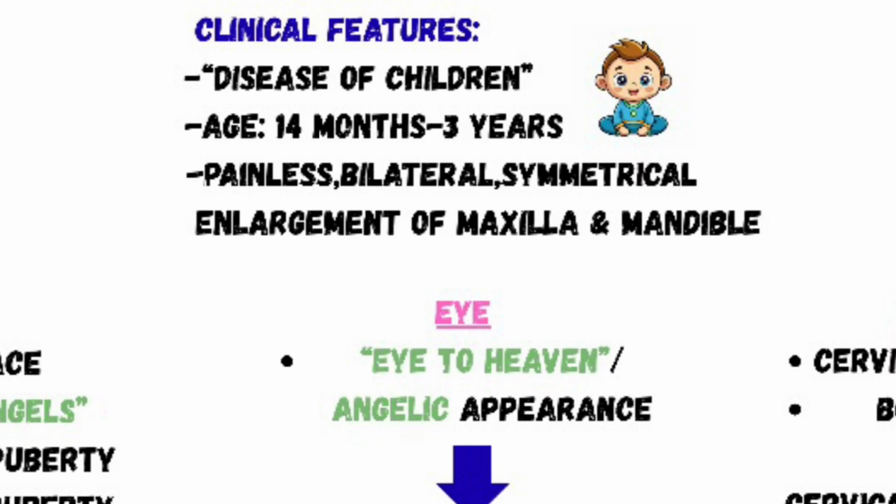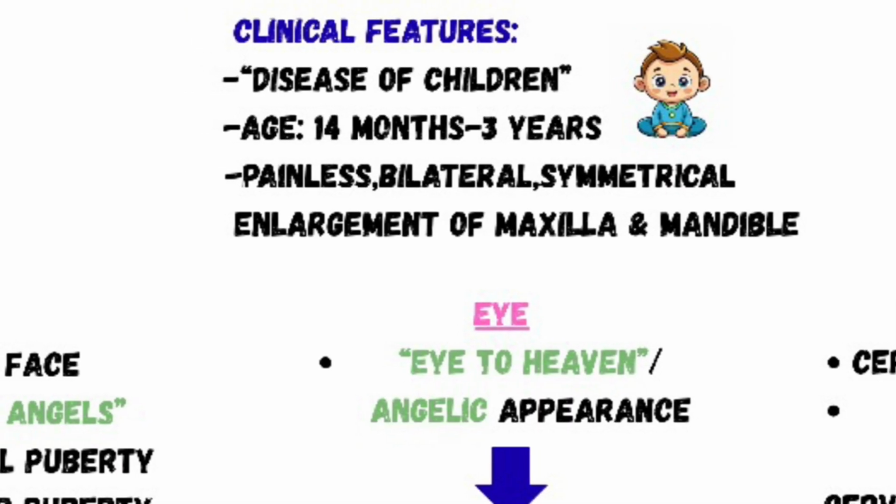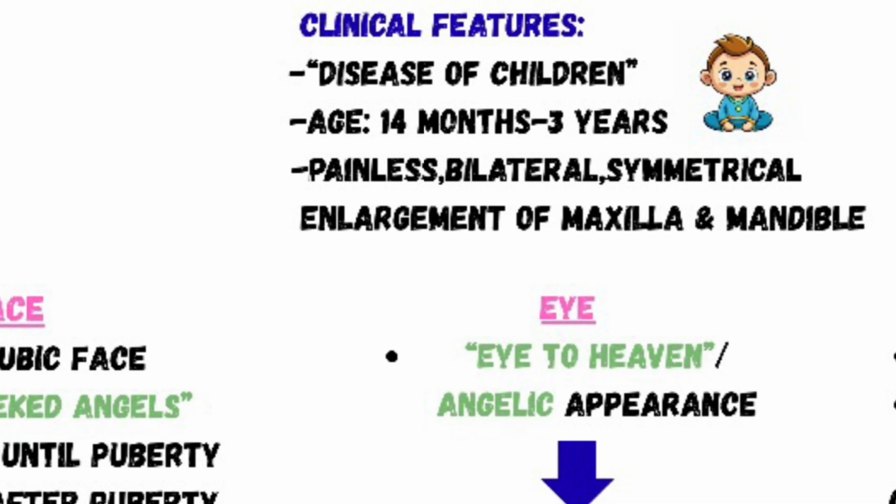Coming to the clinical features. It's common in children between 14 months to 3 years, or in some textbooks it's mentioned as 2 to 7 years of age, and hence is called the disease of children. It manifests as a painless bilateral symmetrical enlargement of the maxilla and mandible.